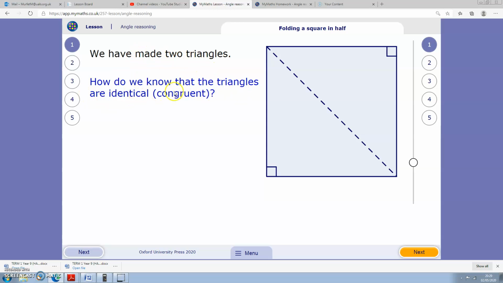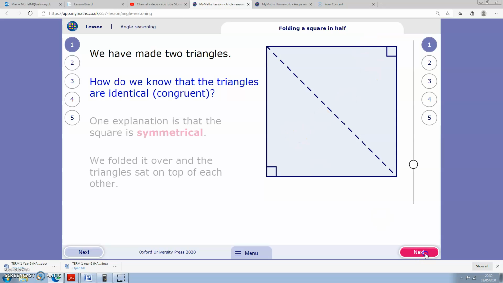How do we know that the triangles are identical or congruent? They are identical in each way. If we fold it over, the top side would cover the bottom side exactly. One explanation is that the square is symmetrical, so if we go down that diagonal line, I've got this exactly the same on both sides.